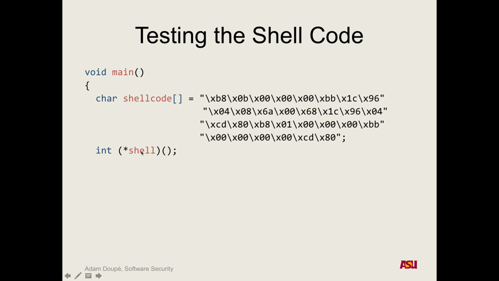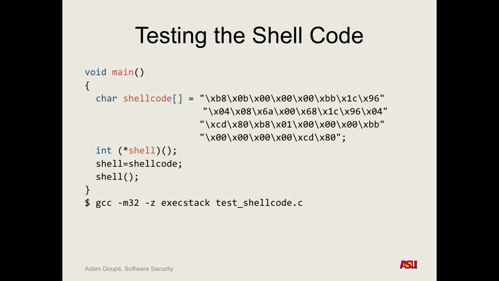And then we're creating, what's this doing? Thought you knew C, huh? So you read something like this. What is it? It's a pointer to a function. Yes, it's a function pointer. It's a pointer to a function that takes in 0 arguments and returns an integer. So we can set shell, the function pointer, equal to shellcode, and then we can call shell, which will start executing this program.